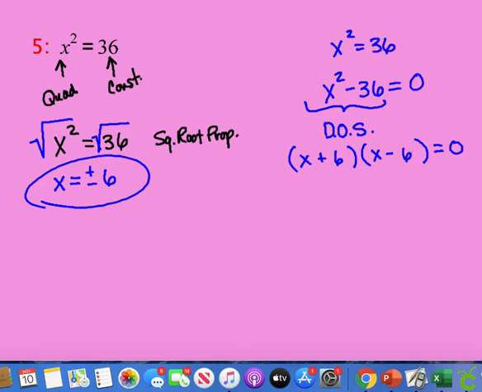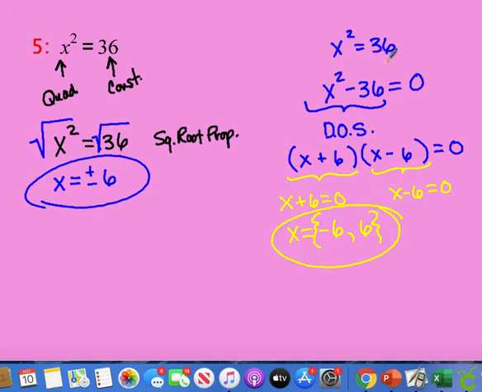Once I evaluate that this cannot be factored again, I'm going to set each of my factors equal to 0 and solve. This factor is going to result in negative 6. My second factor is going to result in positive 6 when I add that over. So either by factoring or using the square root property, both ways will find us the real solutions.